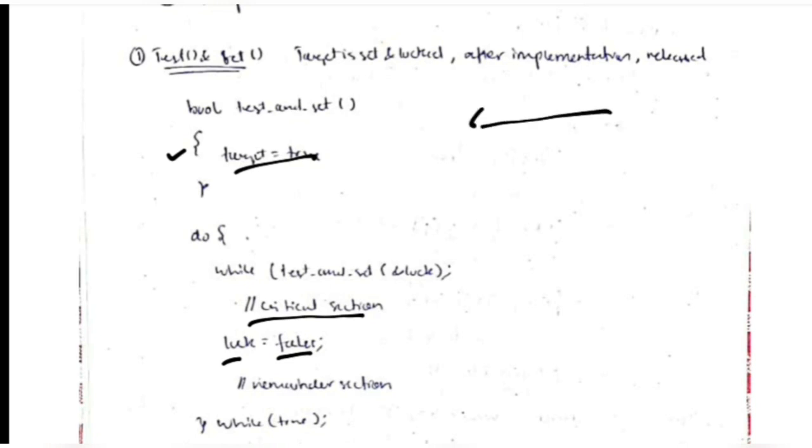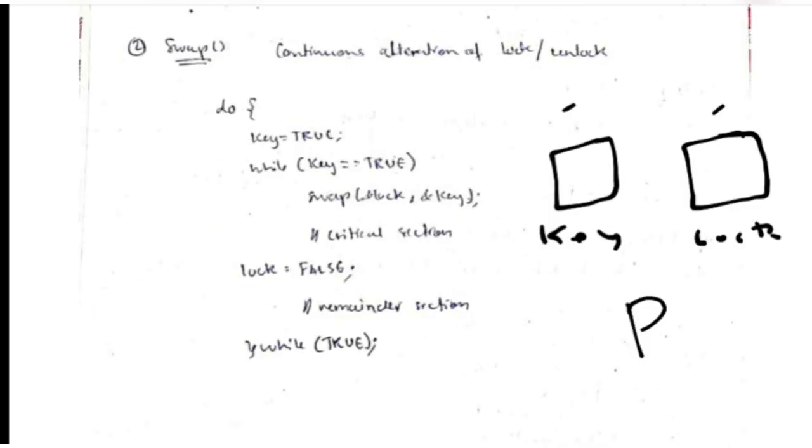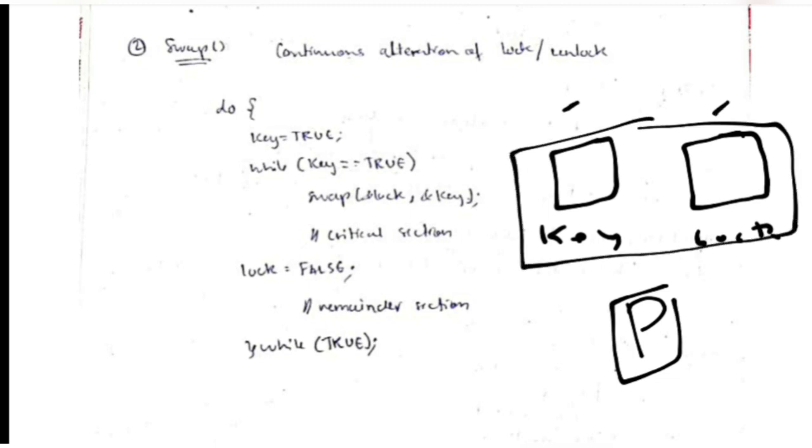The second one is swap. In swap we will be using two variables, key and lock. A process will have a key and a lock, and these two variables will be shared among all the processes. Whenever a process wants to execute its value, at that time key will become true, and the critical section will be executed. After that gets over, key will be swapped with lock.